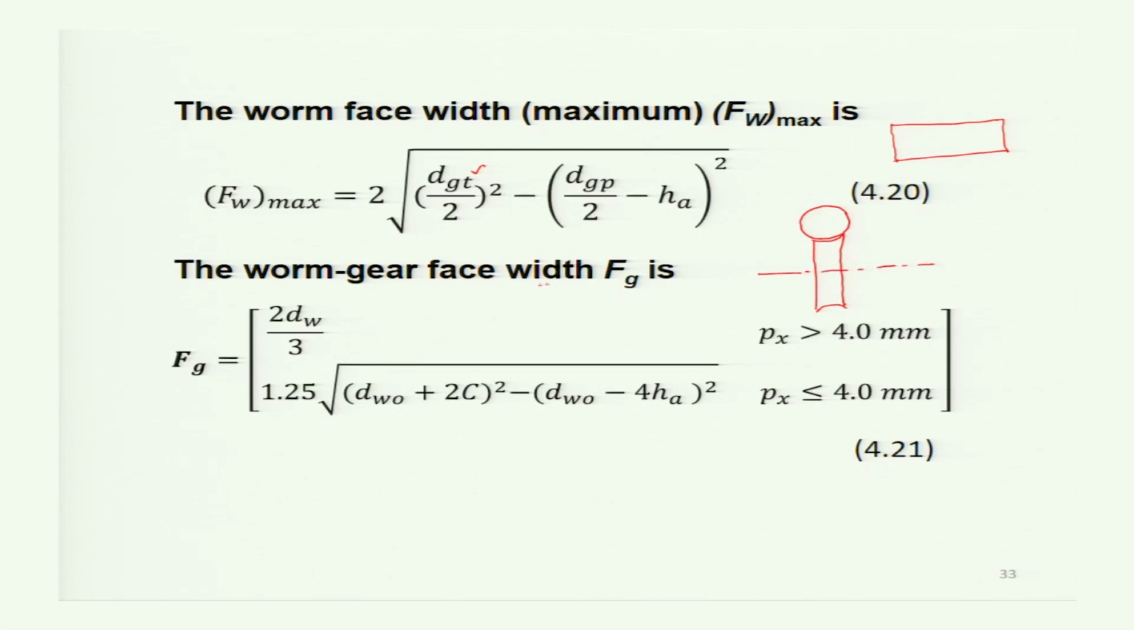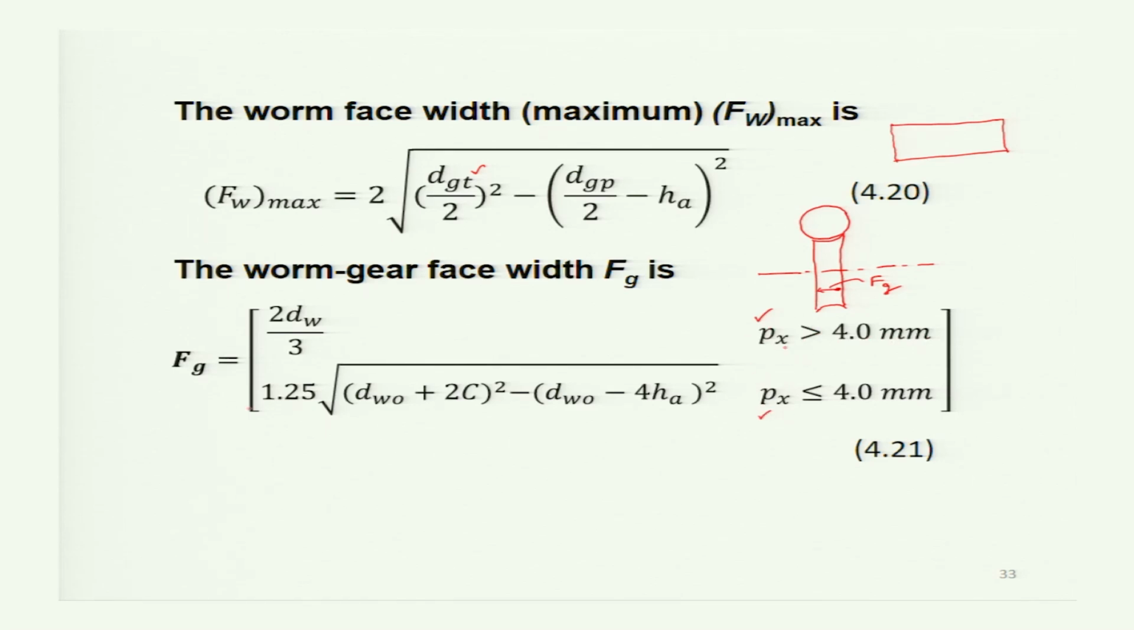So the worm gear face width, this one, FG, is given by 2 dW, where dW is the pitch circle diameter of the worm divided by 3 if the axial pitch is greater than 4 mm. We have already studied that in the worm and worm gear, the axial pitch is the parameter which specifies that gear.